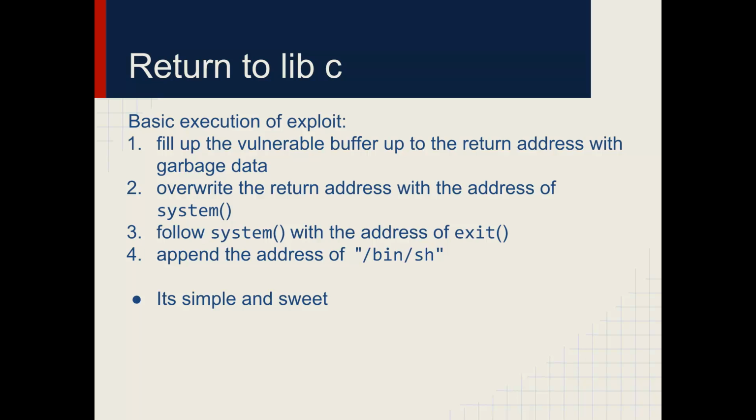So the basics of this exploit is you fill up the stack with just garbage all the way up to the return address. Overwrite the return address with the address of system. Then you follow that with the address you want system to return to. Then you append argument 1, which is going to be the address of the string /bin/sh. Now, as you see, there's no writing code here. There's no writing shellcode. There's no writing assembly code. There's no writing code whatsoever with this style of technique.